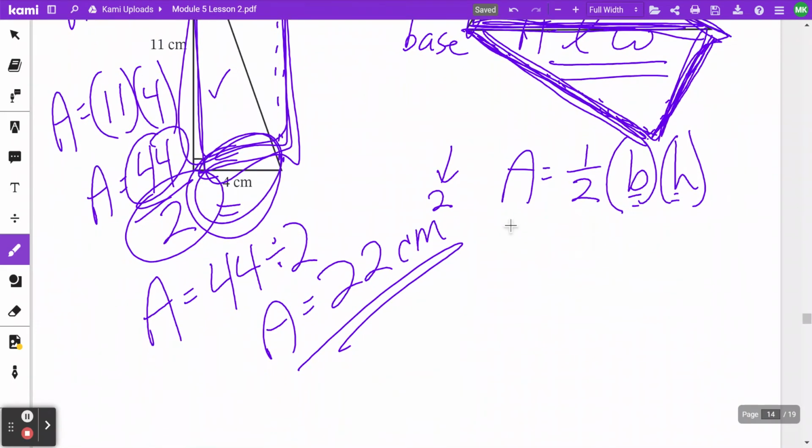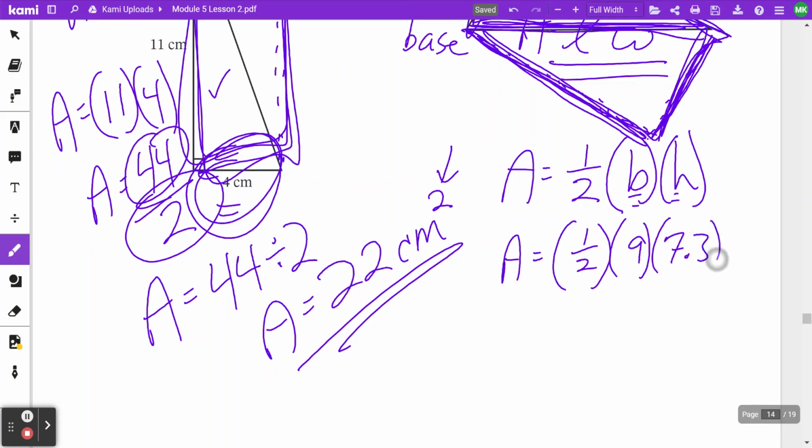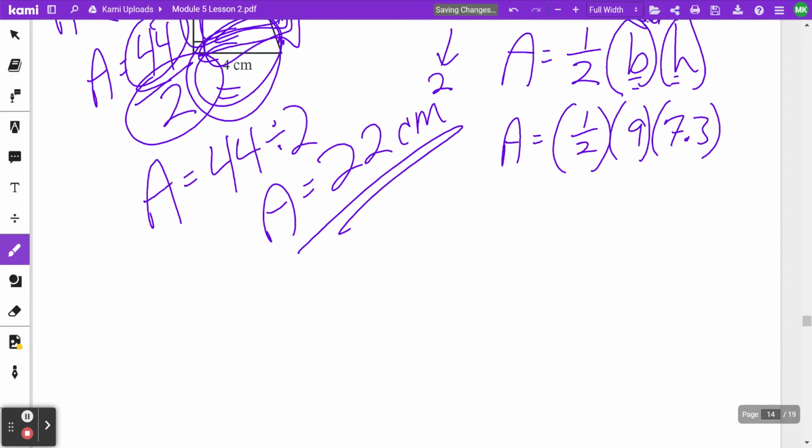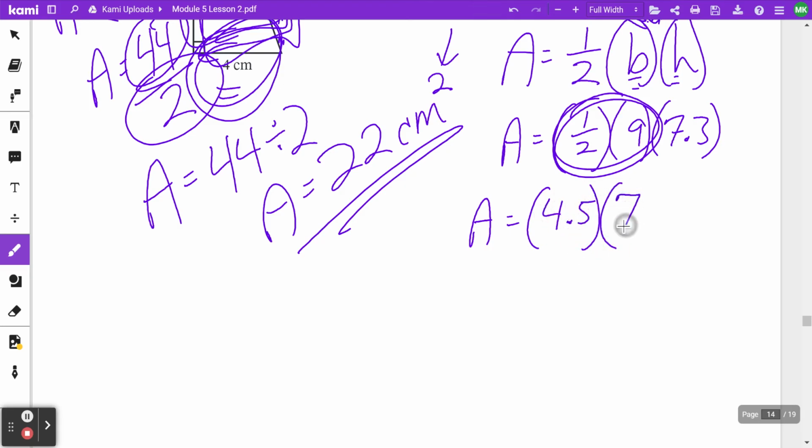Okay, so now all I have to do is plug things in. I'm a big fan of parentheses, so I have the 1/2, and I can put the 9 there and the 7.3 in here. It doesn't matter. I can change the order all I want. Now all I have to do is multiply a little bit. Let me just multiply these two first. Why not? Because if I'm just taking half of 9, half of 9 is really 4.5. And then what's left is the 7.3.